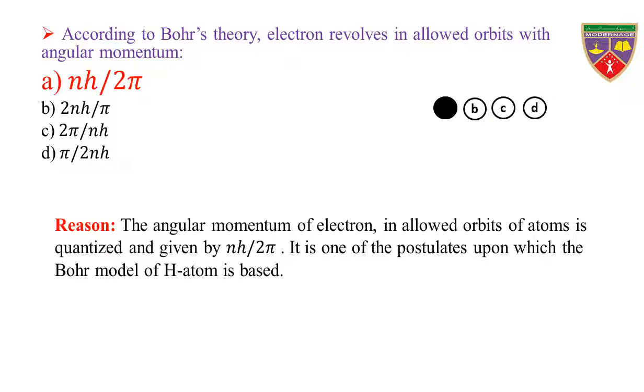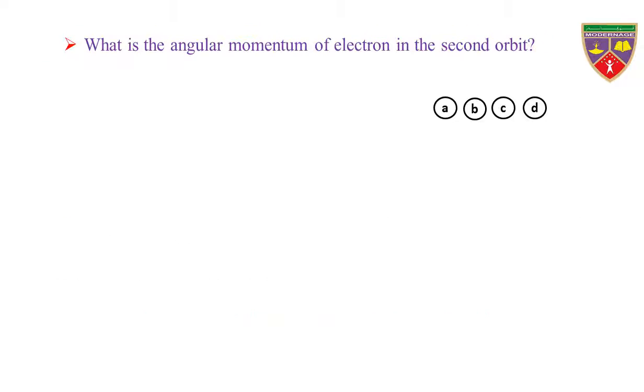Reason: the angular momentum of electron in allowed orbits of atoms is quantized and given by nh divided by 2 pi. It is one of the postulates upon which the Bohr model of hydrogen atom is based. Hence, the angular momentum of electron is nh divided by 2 pi.